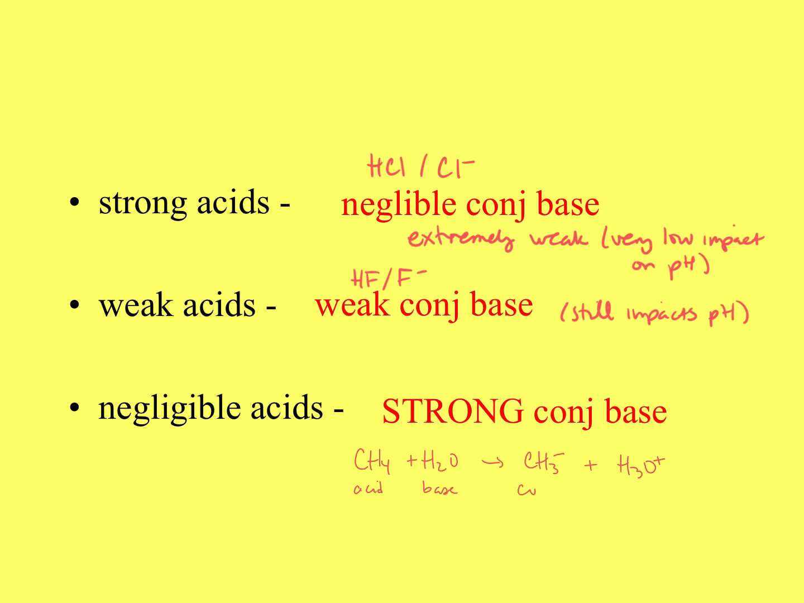This is going to be the conjugate base, and then this is the conjugate acid. And CH4 is really a negligible acid, which means that CH3 minus is going to be an extremely strong conjugate base that will have an impact on the pH. So make sure you take a moment to wrap your head around what all of this negligible acid and conjugate base would be, the strength of the acid-base combination.